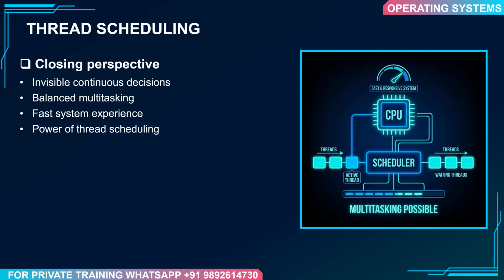So every time your system feels fast and responsive, remember this. Countless tiny scheduling decisions are happening silently, choosing which thread runs next, keeping everything in balance, and making modern multitasking possible. That is it for this video.